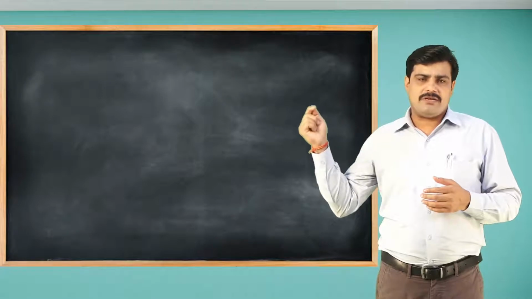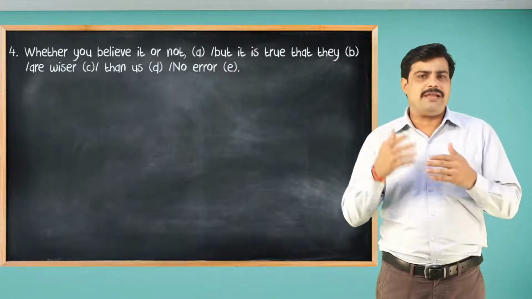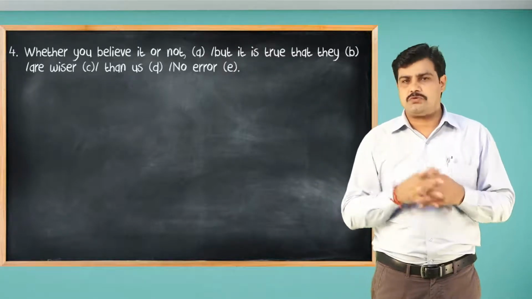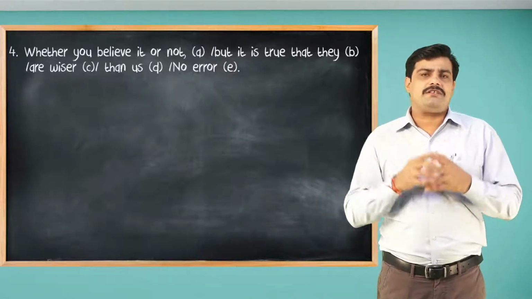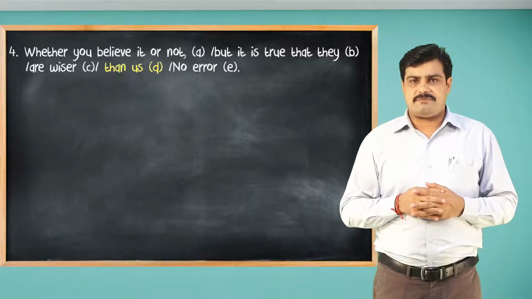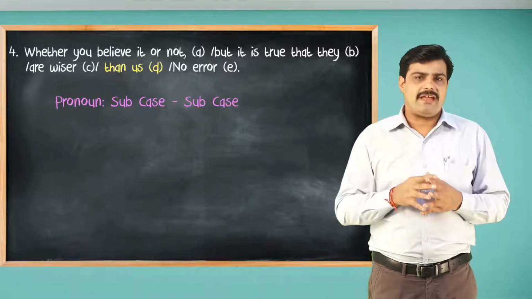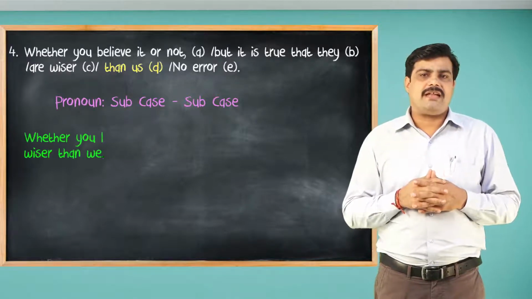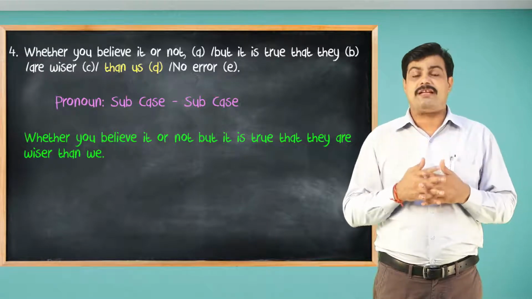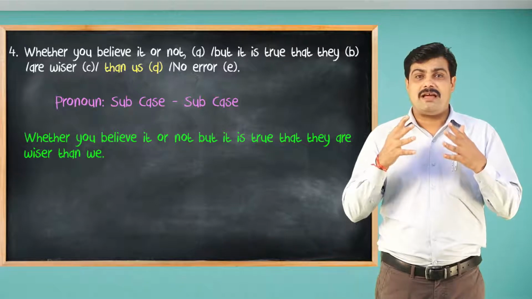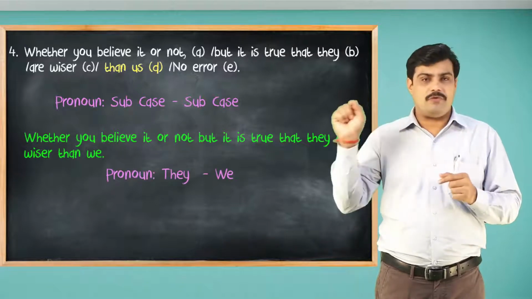Try to find the error in this sentence. Whether you believe it or not, but it is true that they are wiser than us. See, part D is wrong in the sentence because the pronoun they is in subjective case and it requires the subjective case of the pronoun us, and that is we. So replace us by we.